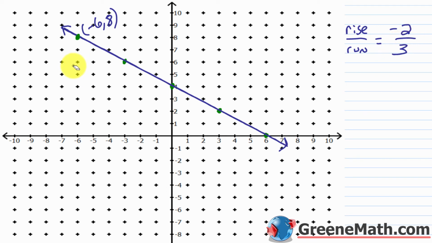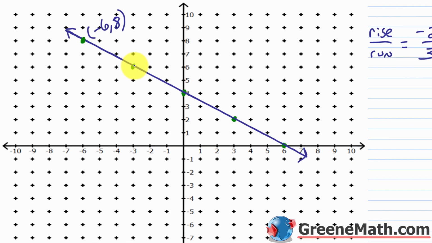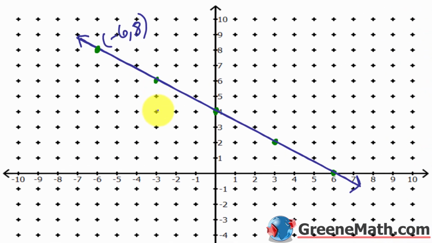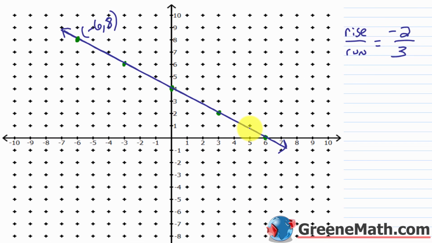And then you can check that again starting at the next point. Down 2, 1, 2, go over to the right 3. 1, 2, 3. And I'm at the next point. Again, you can keep doing that. So our slope in this case is negative 2/3.